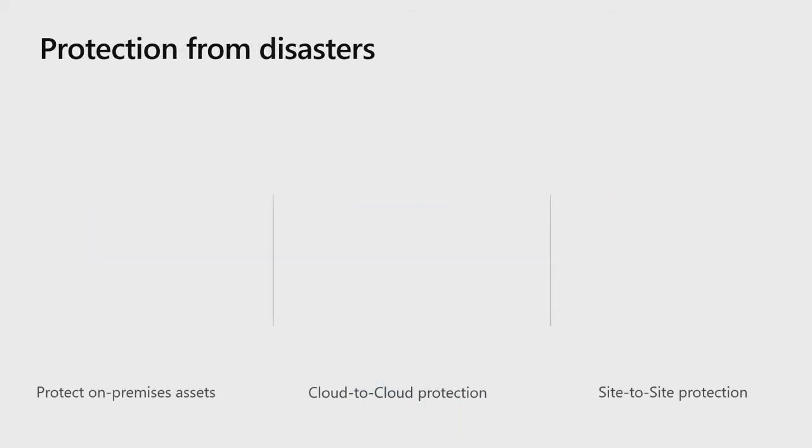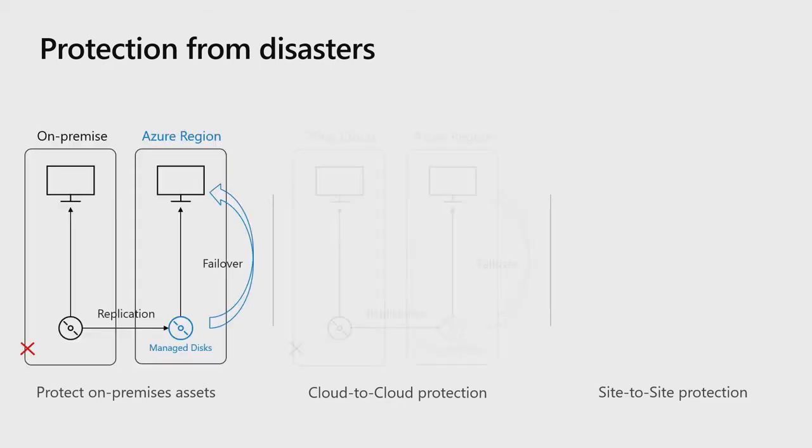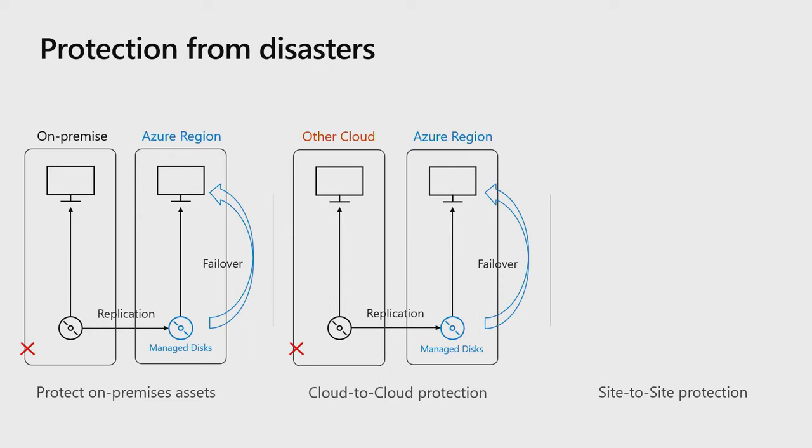Now, in terms of protection, it's very important that you protect your production workload from disaster. Disaster can happen due to an earthquake, a flood, or something as simple as power failure. To protect your production workload, let's say you're running it on-premises, or in some other cloud platform, you must replicate your data to Azure. And when disaster strikes, you can fail over your workload to Azure.